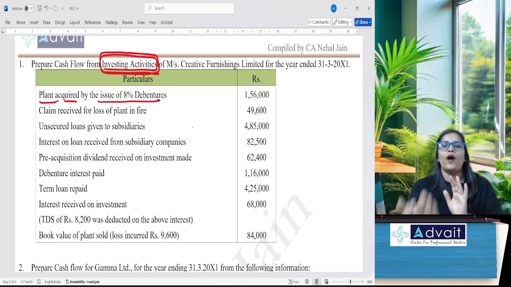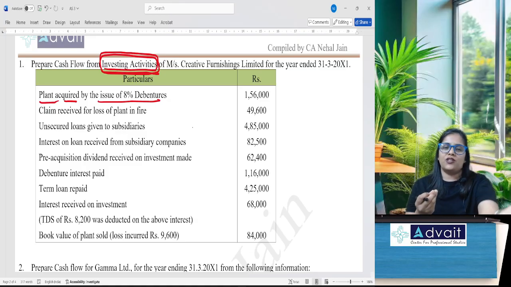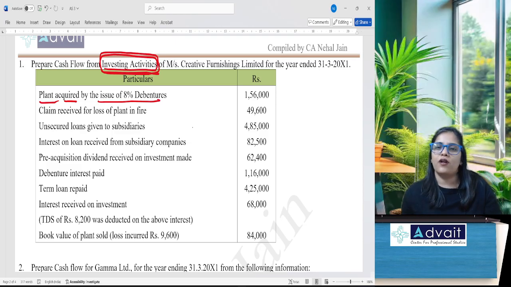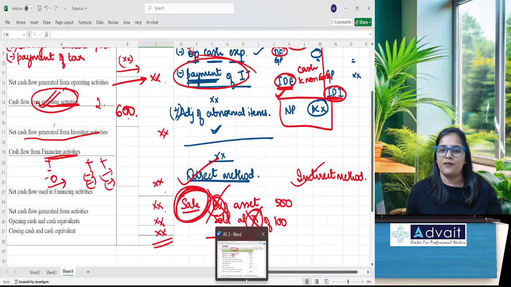So we are issuing debenture and acquiring a machinery. Now think and tell me, in this, is there any cash flow involved? There is no flow of cash. Machinery is coming in, debentures are going out. There is no cash involved. Therefore, this will never come in the cash flow statement. Claim received for loss of plant in fire. So you have lost a machinery in fire, and for that you have received an insurance claim. So then that definitely will come in investing activity.